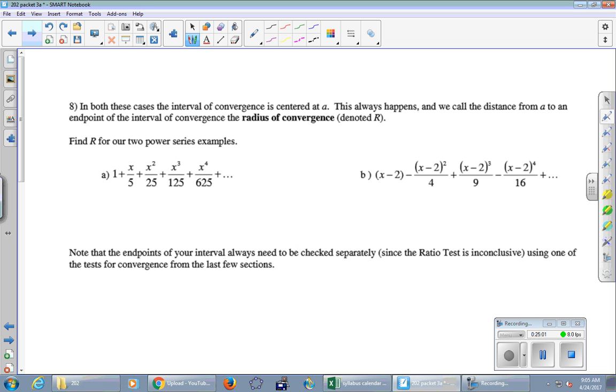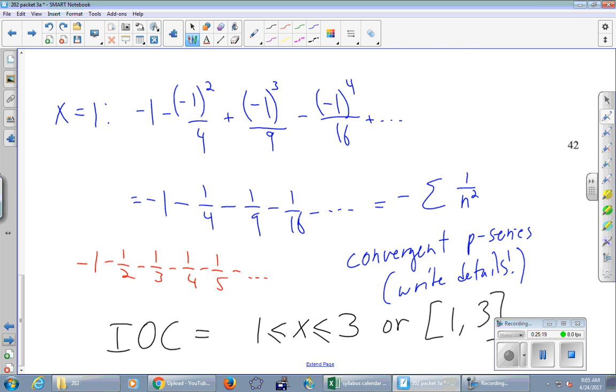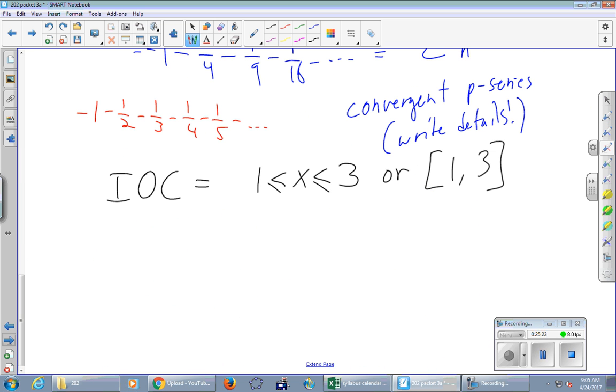Okay, so last piece here. It says that the interval of convergence is centered at a. This always happens, at a equals 2 in our case. We call the distance from a to one of the endpoints the radius of convergence. Let's find that here. Radius of convergence. How far is it from the center to one of the ends? It is 1, right? From 2 to 3 or from 2 to 1. Radius of convergence is 1. That's all. It just tells you how far you get to go in either direction and still converge.